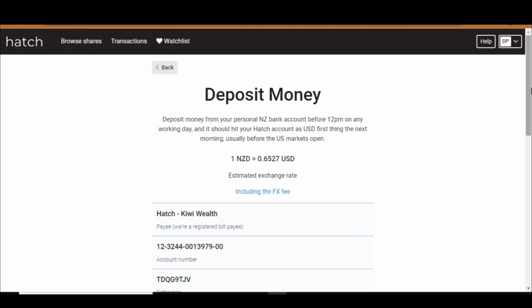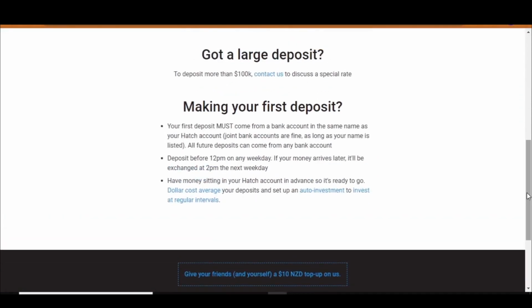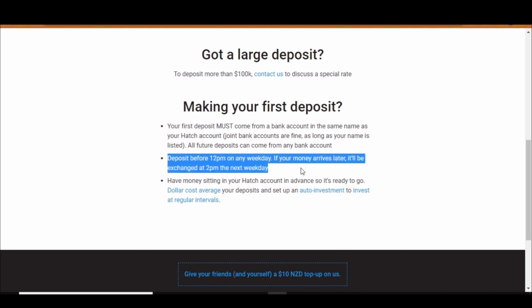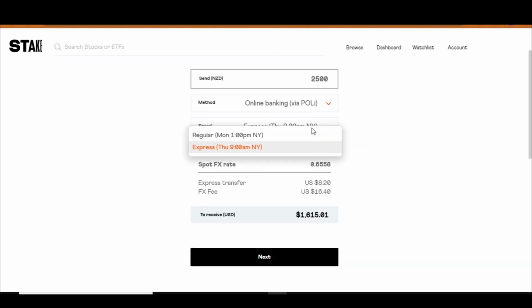With Hedge, if you want your money to be ready before the market opens, you have to have your money deposited into their ASB account before midday. And with Stake, they will charge you extra for the express speed.